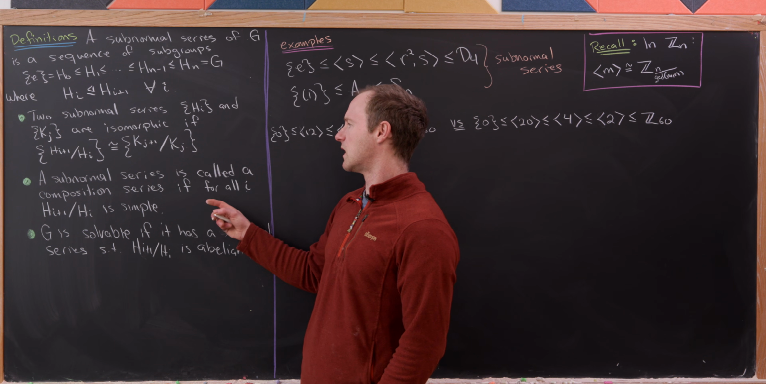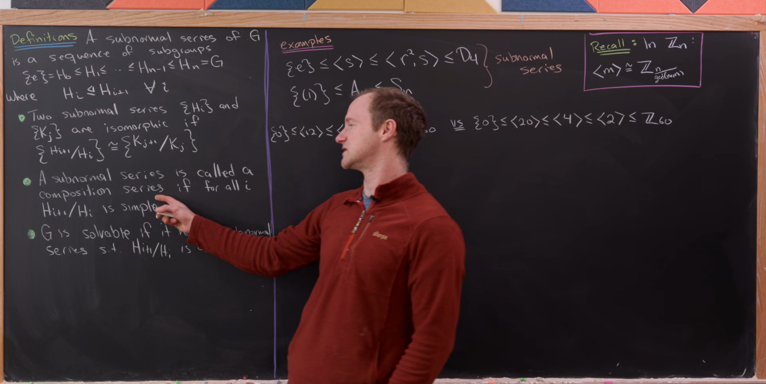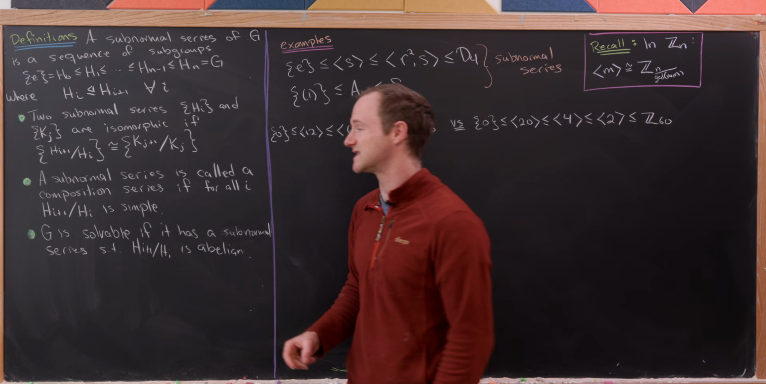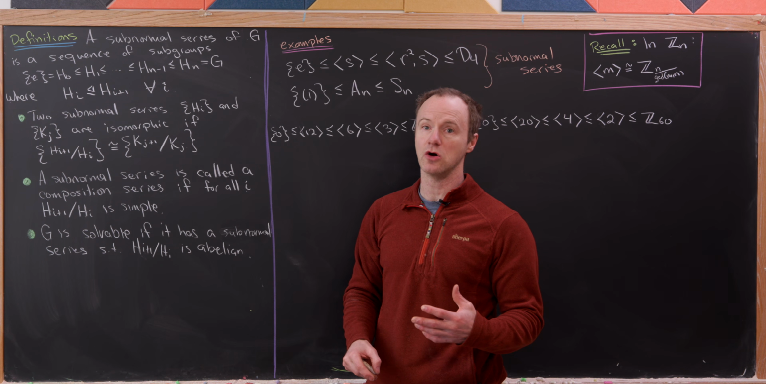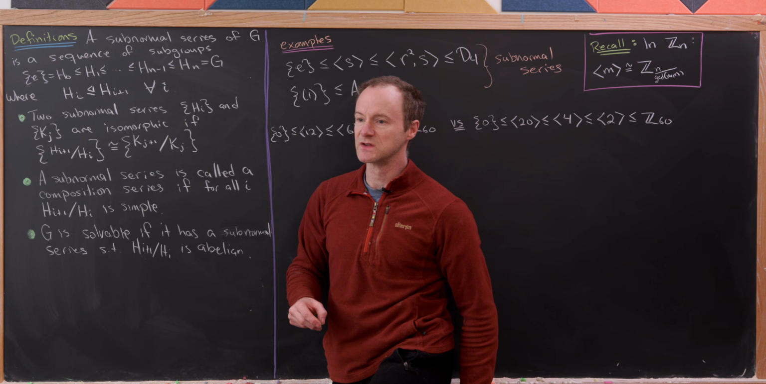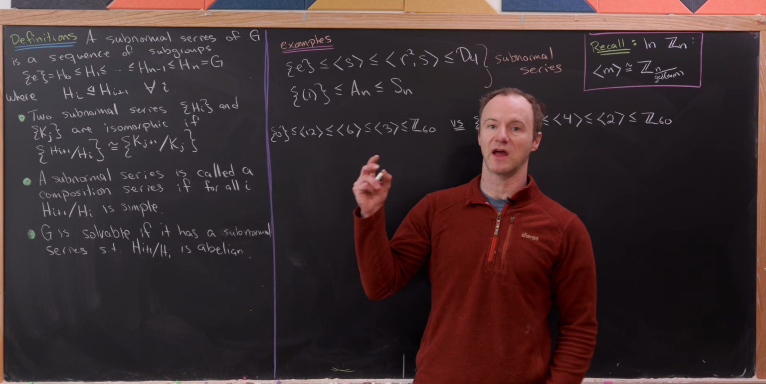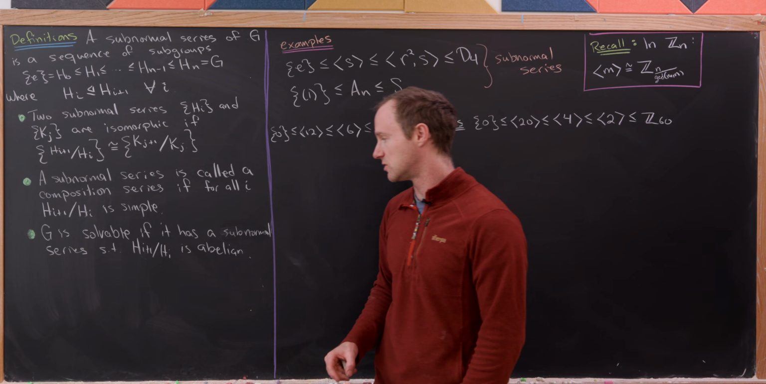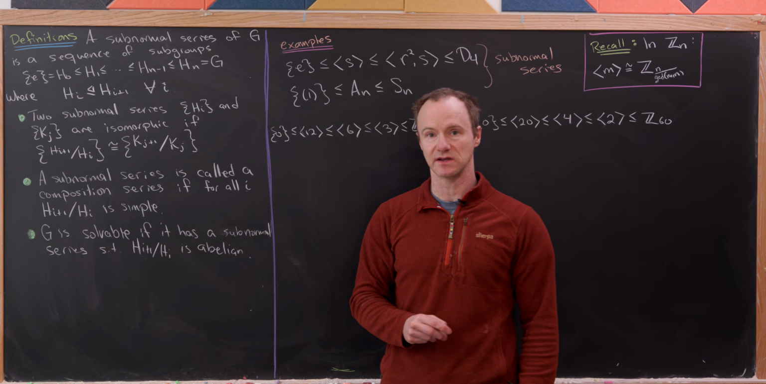And then our next question is, what does it mean for a subnormal series to be called a composition series? Well, it's called a composition series if each of these quotients is simple. Let's recall that a simple group is a group where there are no normal subgroups. I should say non-trivial normal subgroups. So the only normal subgroups of a simple group are the trivial group and the whole group. Next, G is called solvable if it has a subnormal series where each of these quotients is abelian.